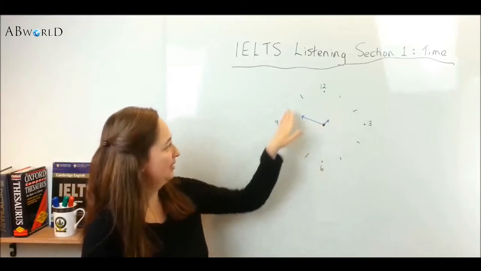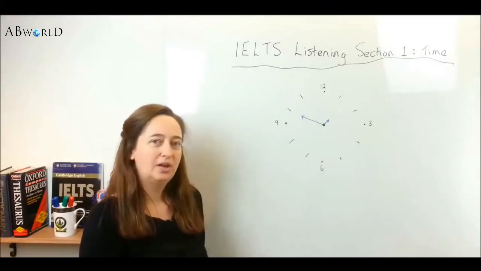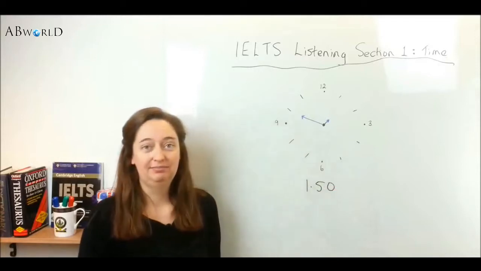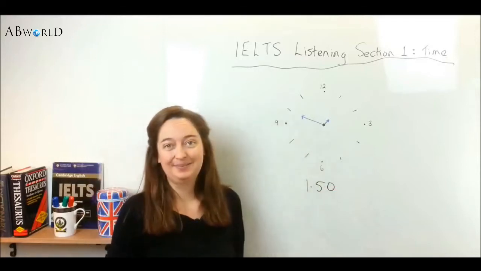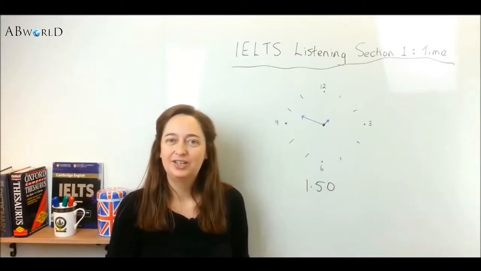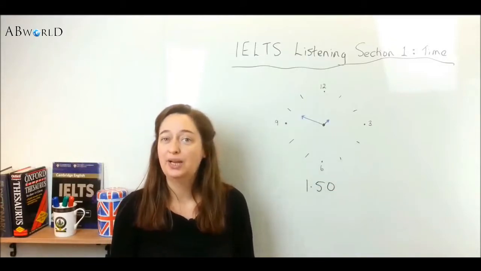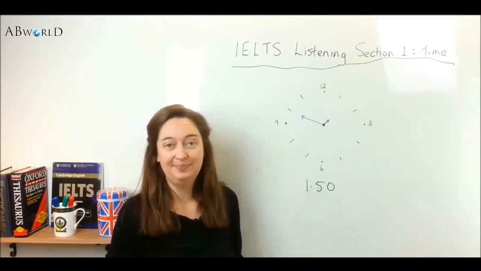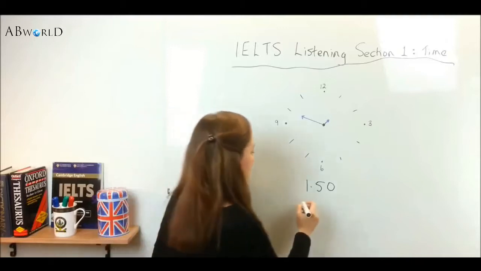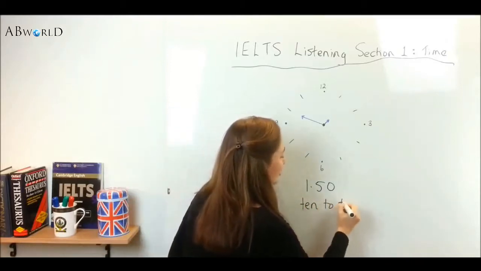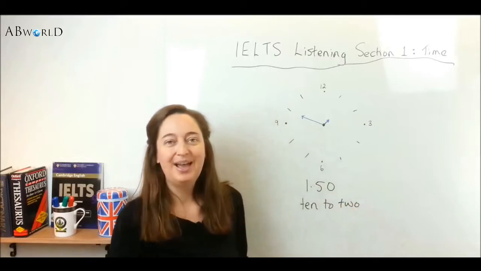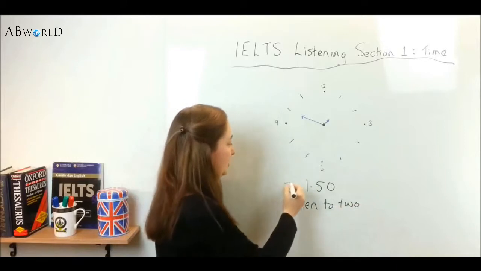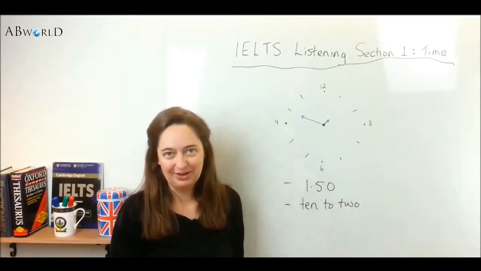You can see the clock here. What time is it? Well, the time is 1:50. That's quite easy. But in English, there are often two different ways to say the same time. Can you think of another way to say that time? Well, the other way is 10 to 2. That means 10 minutes before 2 o'clock. So there are two different ways to tell the same time.